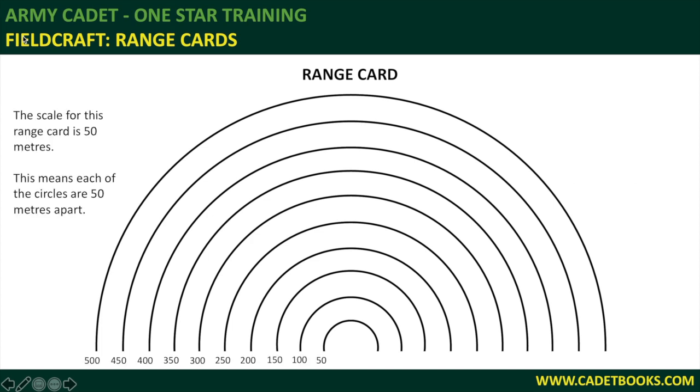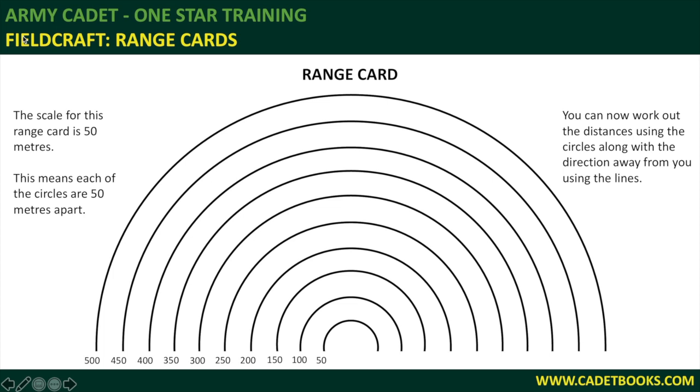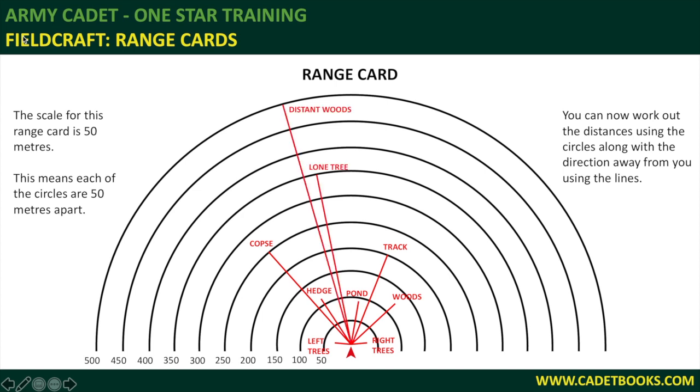Range card. The scale for this range card is 50 metres. This means each of the circles are 50 metres apart. You can now work out the distances using the circles along with the direction away from you using the lines. Our position is bottom centre, left trees, right trees, copse, woods, hedge, track, pond, lone tree and distant woods.